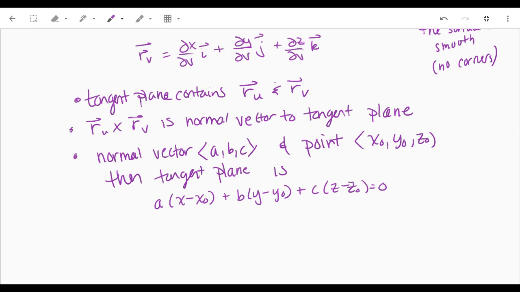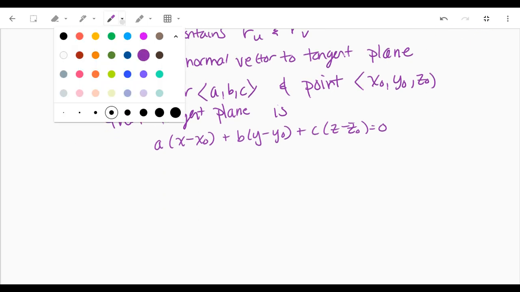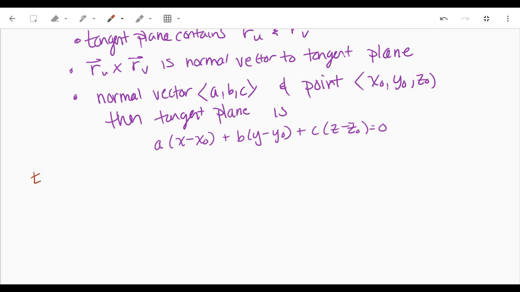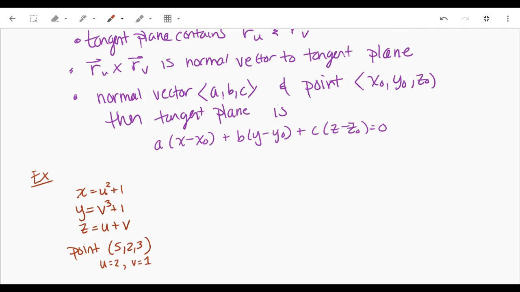All right. So if we look at exercise 30, they give you that x is u squared plus 1, y is v cubed plus 1, and z is u plus v. And we have a point on this surface, 5, 2, 3. Which tells us if that point is on the surface, u would have to be 2 to get that x value, right? v would have to equal 1, and then the z checks out.